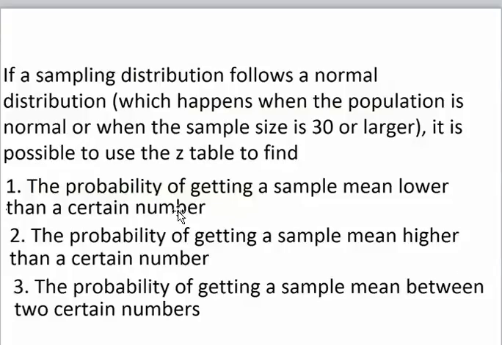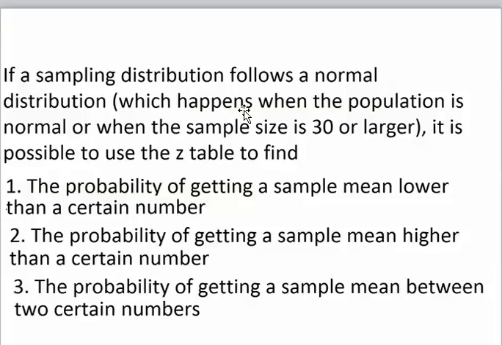And before we go through these questions, I want to mention that it's only possible to find these probabilities when the sampling distribution is normal. And the sampling distribution is normal, or at least roughly normal, in three situations. Those three situations are taking a large sample from a skewed population, taking a large sample from a normal population, or taking a small sample from a normal population. In those three situations, it's possible to calculate these three types of probabilities that I'm showing you here.